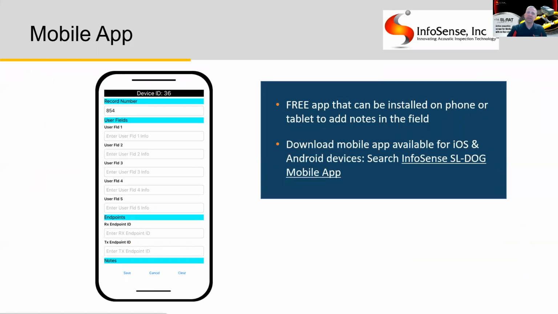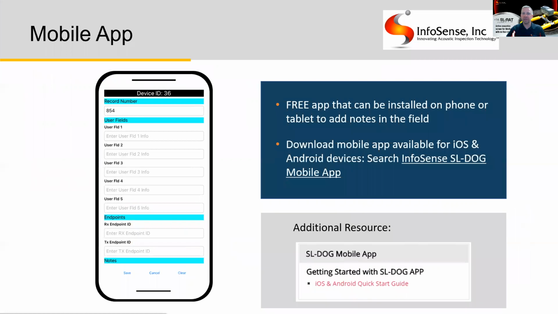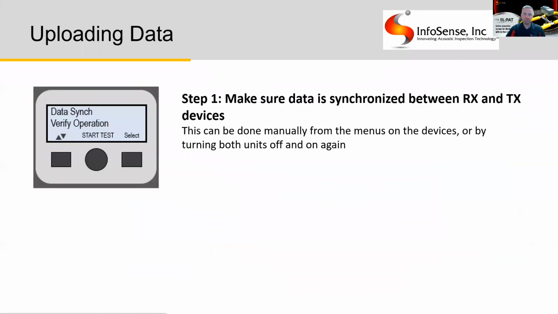If you're using the mobile app, the process starts here. It's a free app you can install on as many tablets or phones as you would like. Where to find additional resources for acquiring the app are shown here. How to set up the SLRAT for data upload: download and install USB drivers and the SLDog local client from support documents in your web portal. More details on this in a minute.